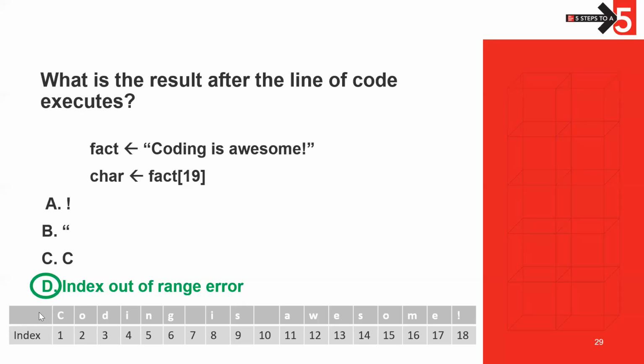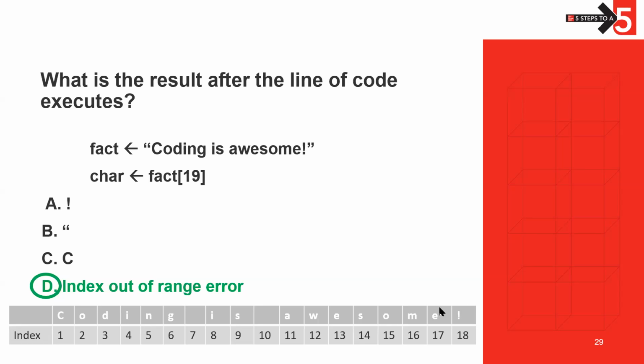So here's our string. And what I've done is I created a table down here, and I put each element of our string, each character, with its index position. And if we're looking for fact, which is our variable name, at index position 19, because notice the square braces there, then we don't have an index position 19.